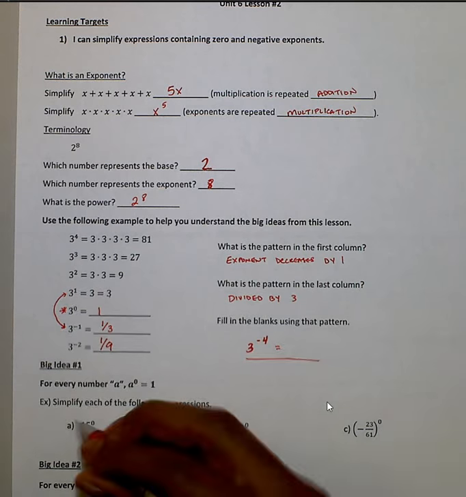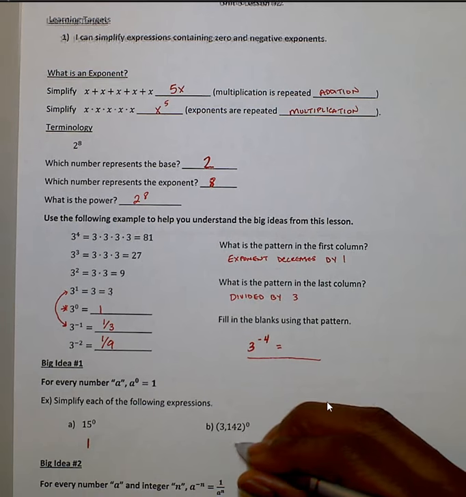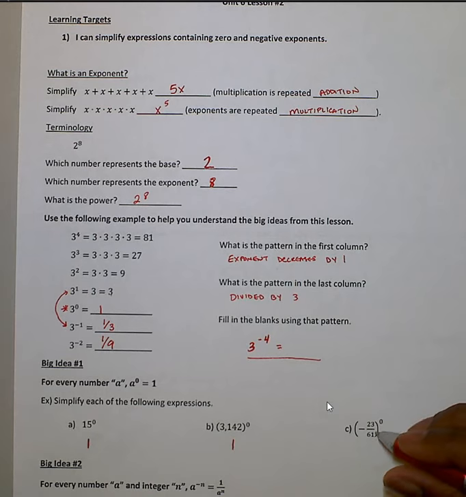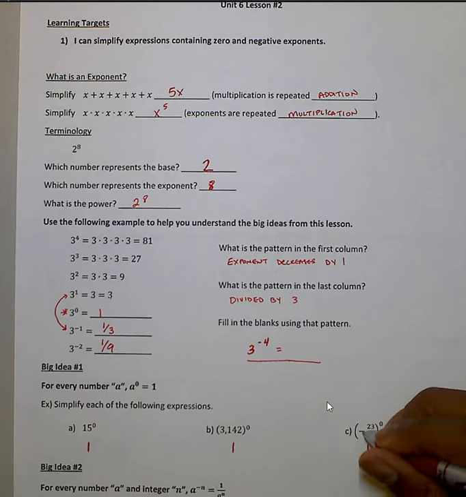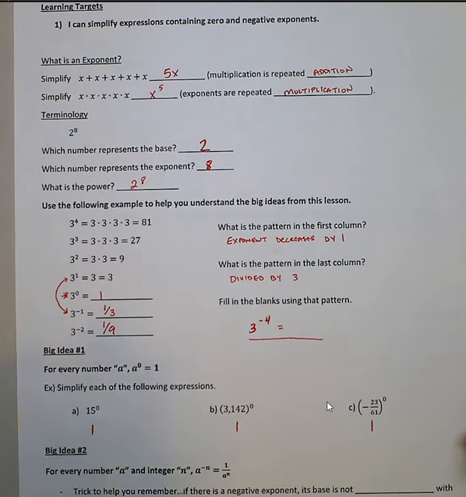So 15 to the 0 is 1. 3,142 to the 0 is 1. Negative 23 over 61 to the 0 is 1. Notice that the negative is inside the parentheses, so that's a part of the power. But it's still 1. Okay, so anything to the 0 power is just 1.